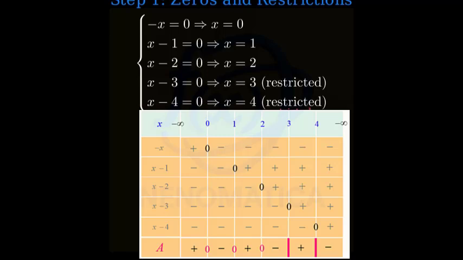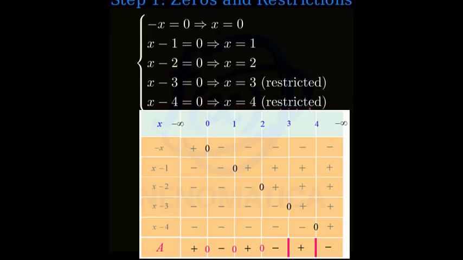Step 3. Combine the signs of the numerator and the denominator. We multiply the signs of the numerator factors negative x, x minus 1, and x minus 2, and then divide by the sign of the denominator factors x minus 3 and x minus 4. We also place zeros at x equals 0, 1, and 2, and mark x equals 3 and 4 as undefined.